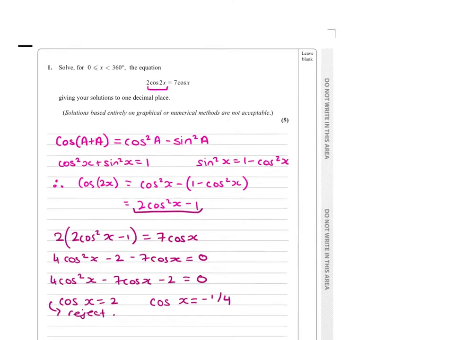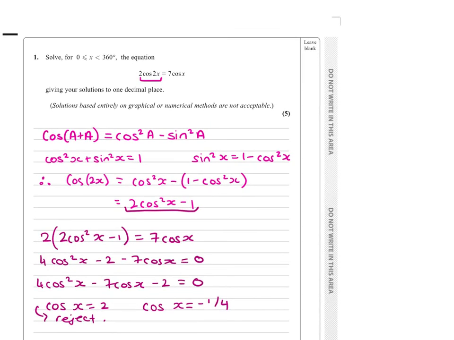If cos of x equals negative a quarter, we only want it between 0 and 360, which is quite nice. So to find x, we're going to do cos to the minus 1 of minus a quarter. Now, obviously, I forgot to say one thing. The question's in degrees. What should your calculator be in? Degrees, absolutely. So make sure you put it into degrees. So if I do shift cos of minus a quarter, I get 104.77 degrees.